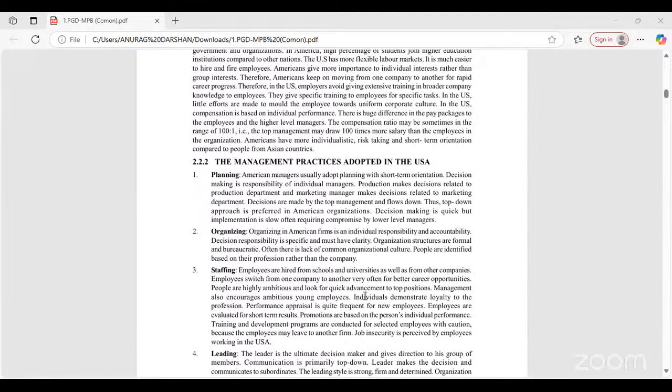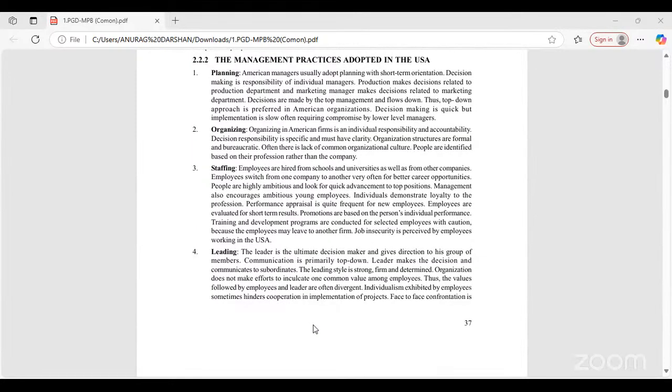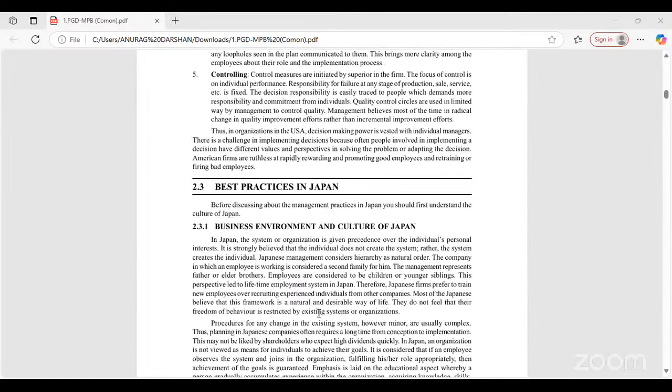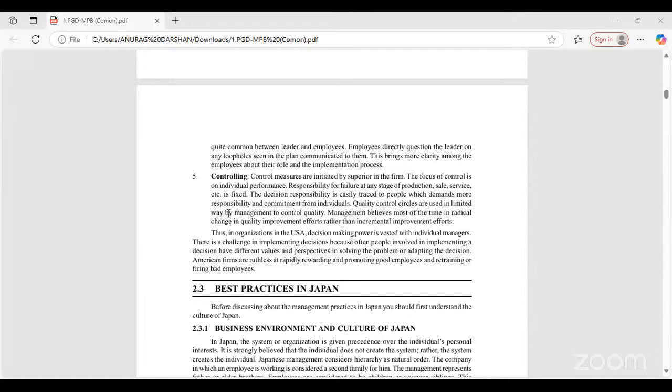Unlike in India, where we have a group of people under one coordinator or one foreman, in America each one is assigned a responsibility and accountability. Staffing: employees are hired from schools and universities as well as from other companies. Switching from one company to another for better opportunities and a better career is very common in America. And leading: the leader is the ultimate decision maker, and there is no other authority, so whatever directions the leader gives, people simply follow. Controlling is initiated by the superior.